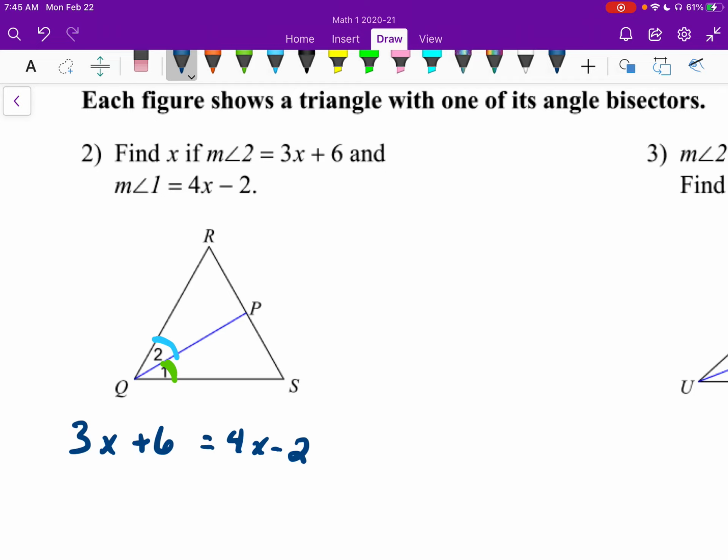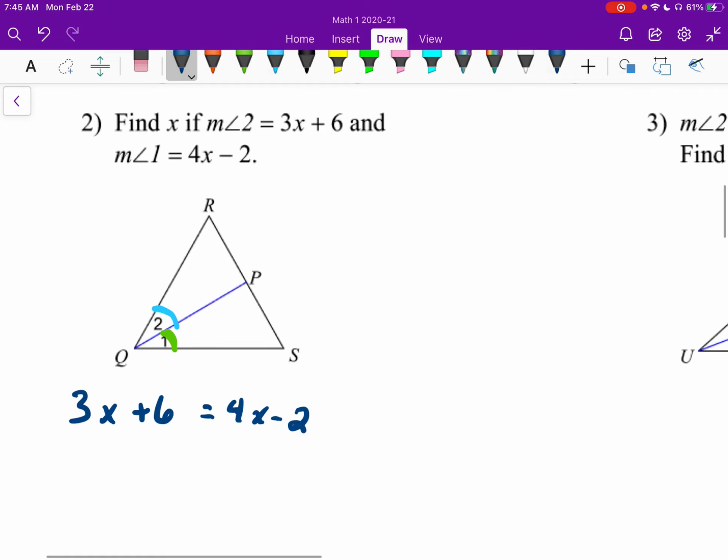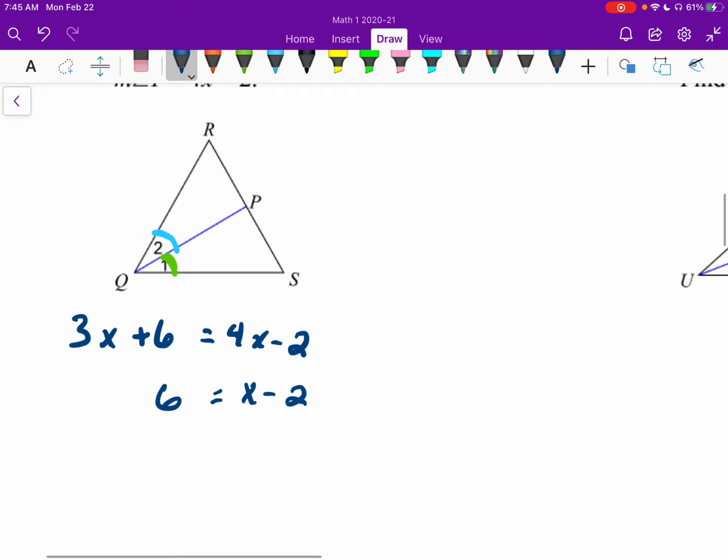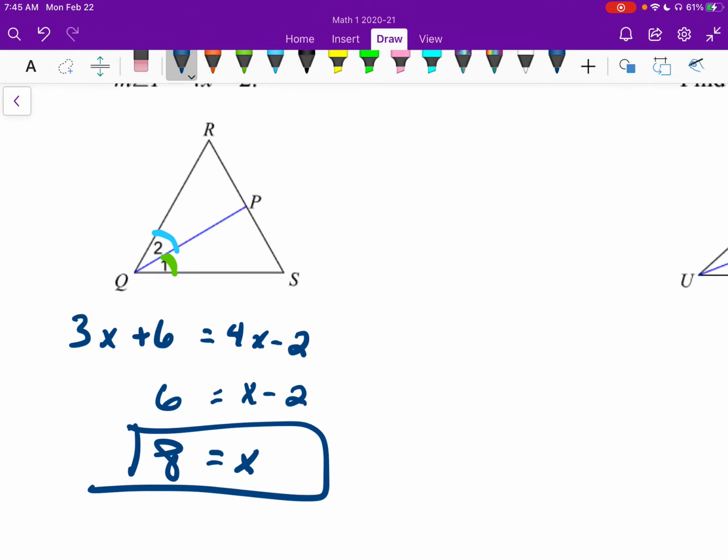And from here, we just solve, right? We have done the new piece of this lesson. We've done the geometry piece of this lesson. All we have to do now is just solve. So I'll put my x's to the right. That way they stay positive. So I'll subtract 3x, and this will be an x minus 2. And on the left, I'll still have a 6. I'll add my 2 over, and this will be 8 equals x.